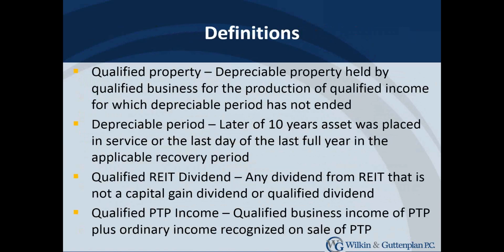So definitions, I think we gave the definition of qualified property and the depreciable period. Qualified REIT dividend is going to be any dividend from a real estate investment trust that doesn't receive preferential capital gains or qualified dividend tax treatment. Qualified publicly traded partnership income is going to not only include the annual income from that publicly traded partnership, but also any ordinary gain that you recognize on the sale of the publicly traded partnership.